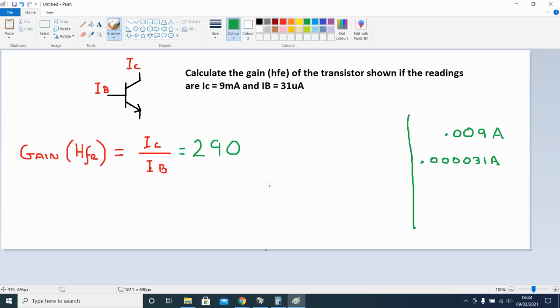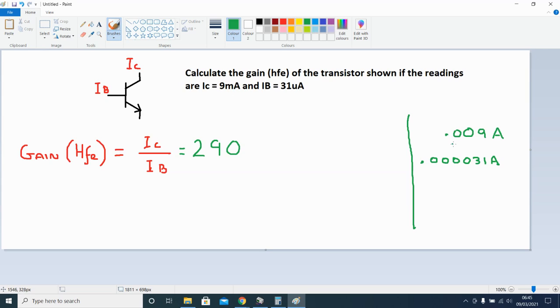Now, how do we find this gain? Okay, so simple formula here. Here's a question. Calculate the gain of the transistor shown if the readings are, at the collector, we have a current of 9 milliamps, and at the base, we have a current of 31 microamps. First of all, you have to convert it to its base units, in amps.